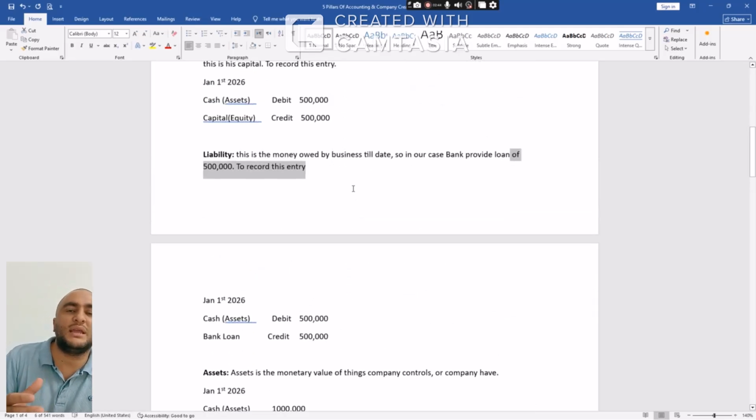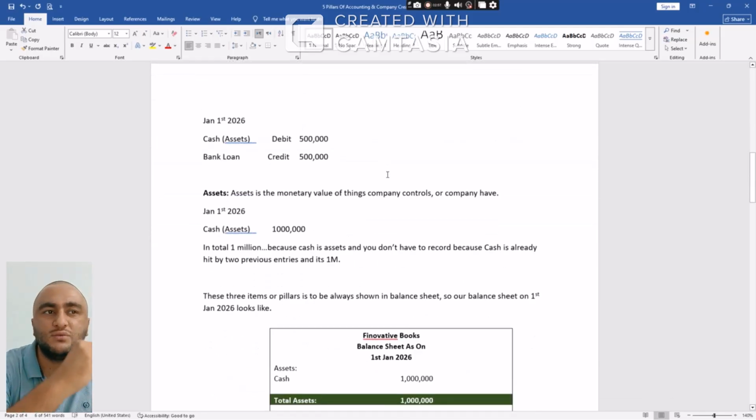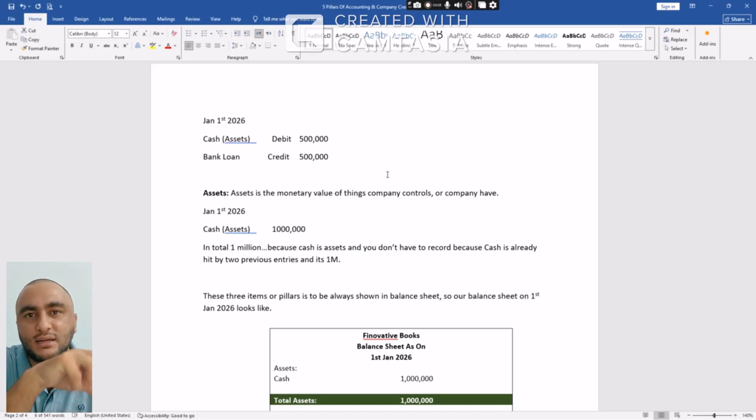Liabilities are the money owed by the business. Money owed by the business is a liability. Money that comes from the owner is equity or capital. Those are 2 pillars of accounting. The third one is assets, the monetary value of things the company controls. Like to start this bookshop, we need a table, a chair, a computer, a calculator. All these are assets of the company, and inventory will also be counted in the assets of the company.